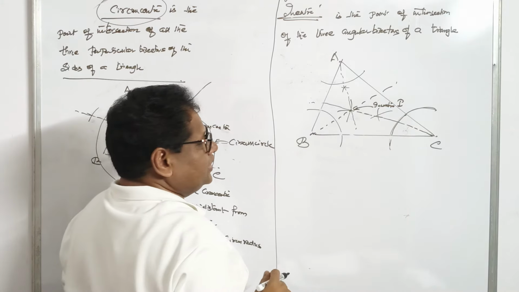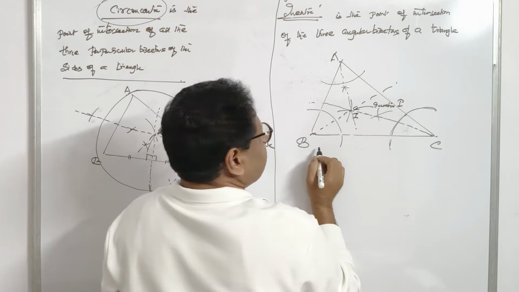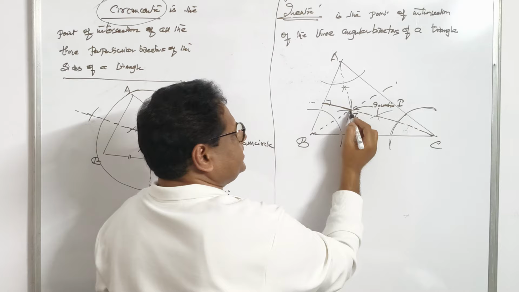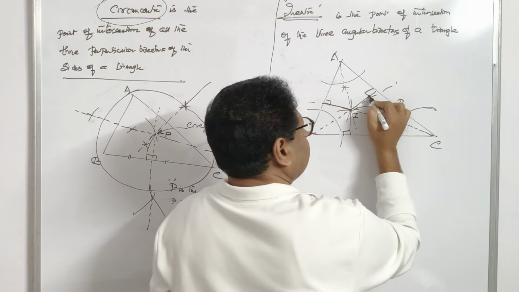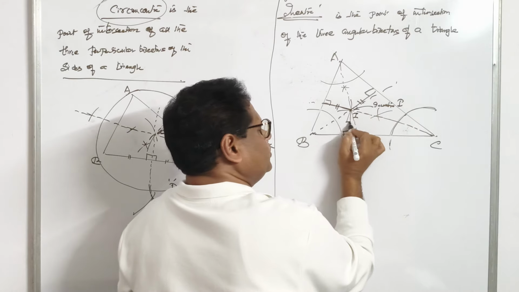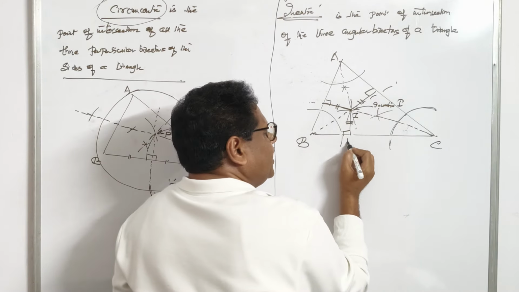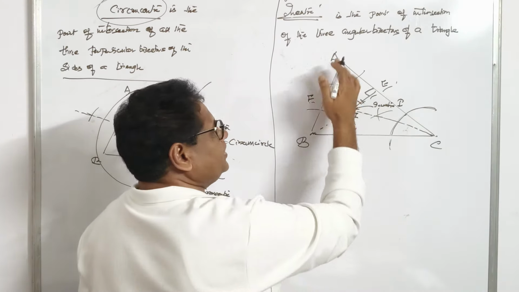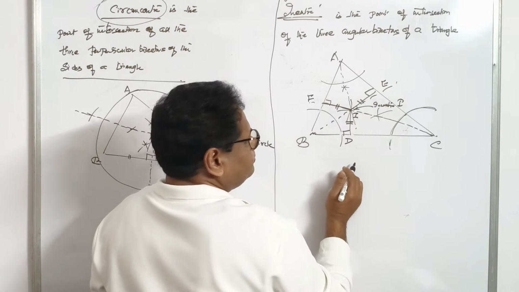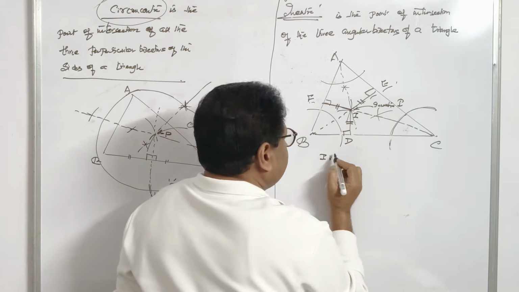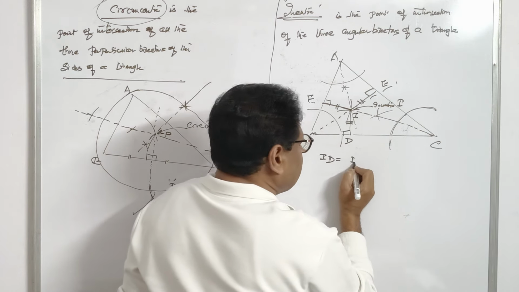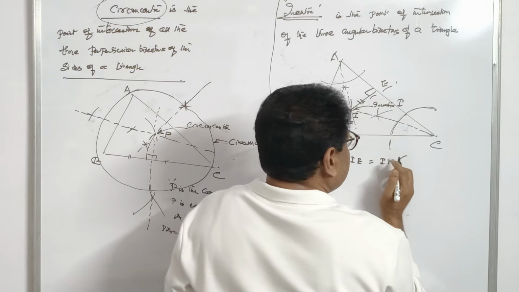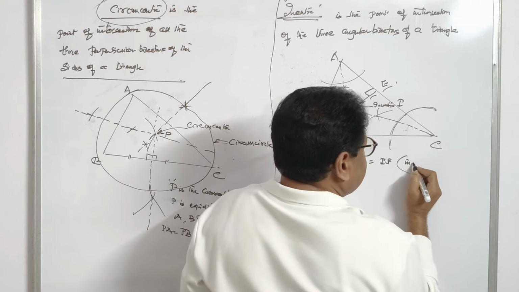That's the definition. Now this incenter is equidistant from the three sides of the triangle. If I drop a perpendicular on the three sides, then this is equal to this equal to this. Let us take ID, IE, IF as the perpendiculars on the three sides of the triangle drawn from the point I. Then we can say that ID equals IE equals IF, and this is called the inscribed radius.